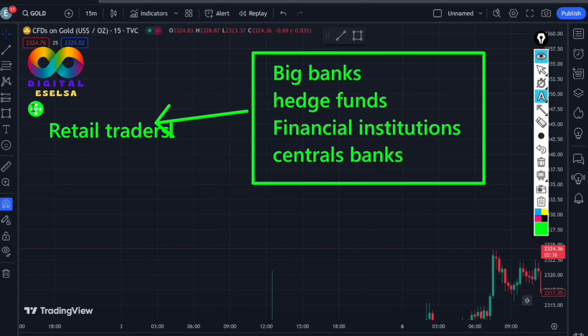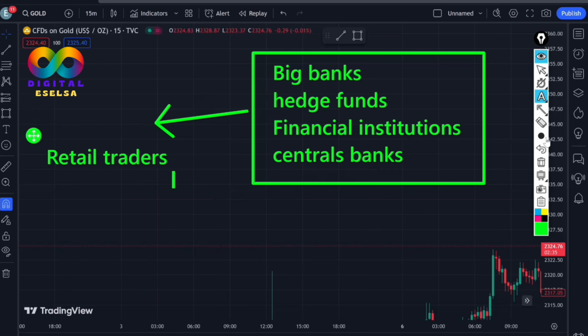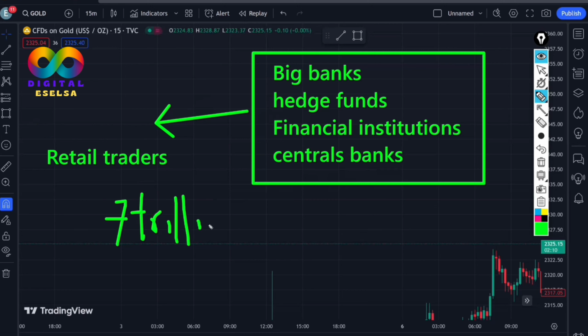Somebody was even arguing that even with your $100,000 account, even with your $1 million account, you are still a retail trader. You cannot move this market. Even if you have 20 million as your trading account, you are still a retail trader, because 20 million is not even up to 0.01% of 7 trillion. Are you seeing how big this amount is? 7 trillion, your $1 million.